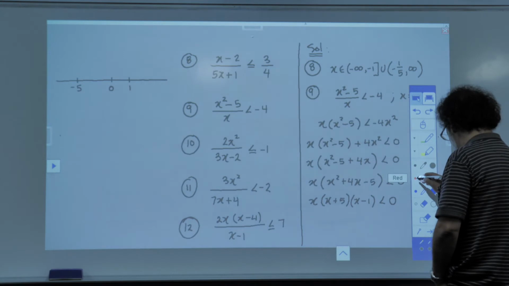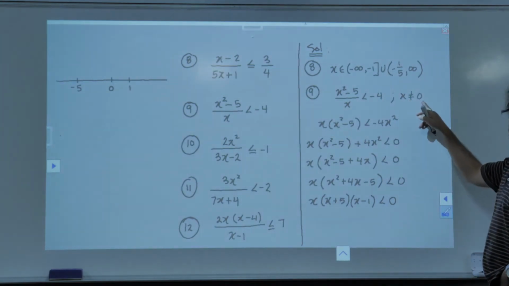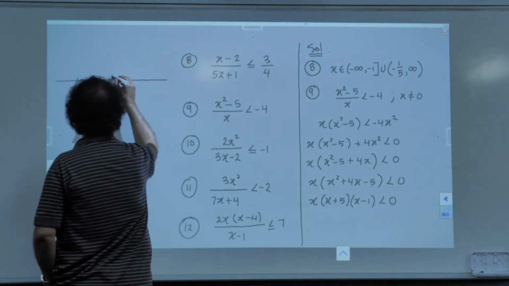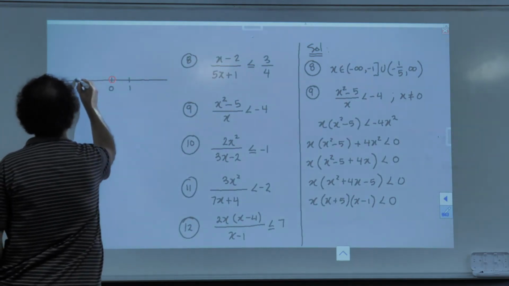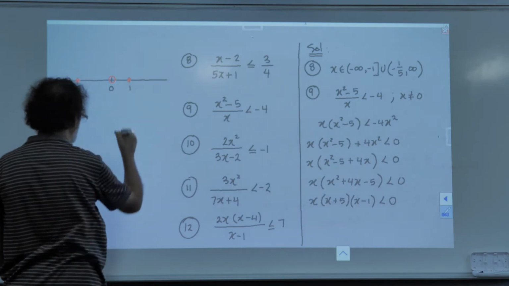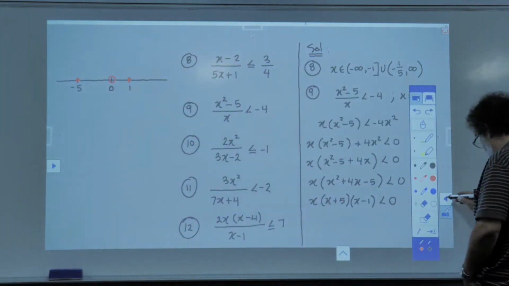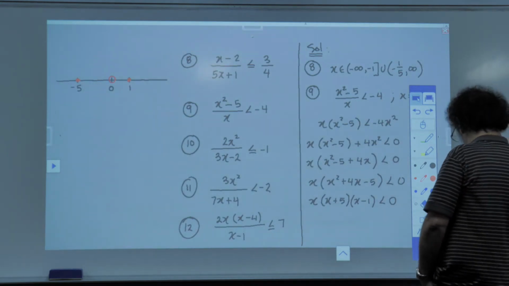Remember that we made the restriction for x, and we said that x cannot equal 0, so we're going to put this in here. But we don't have any problem with -5 and +1. But isn't it still like a circle, because it's not equal to? Yeah, good point.